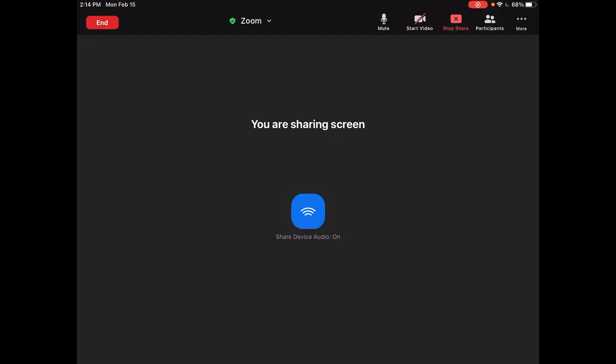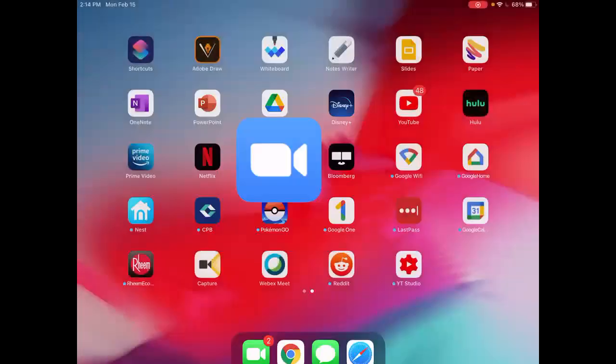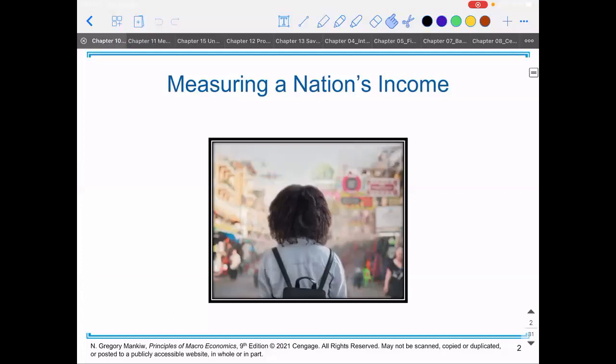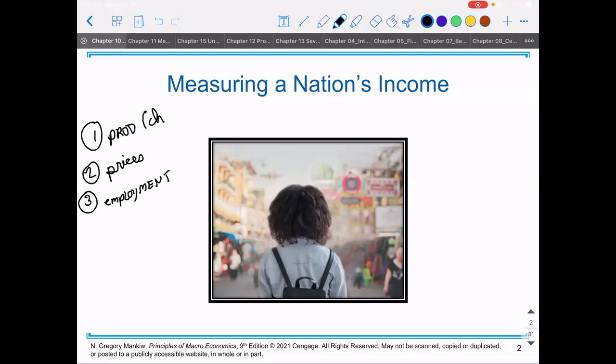So with that said, let's look at the slides. So again, macroeconomists are looking at three things: how to measure production, which is what we're doing in this chapter; how to measure prices, which is what we're covering in the next chapter; and how to measure how many people are working, which is the focus of the chapter after that. This would be chapter 10. This would be chapter 11. And this would be chapter 15. Don't ask me why they made that chapter 15.